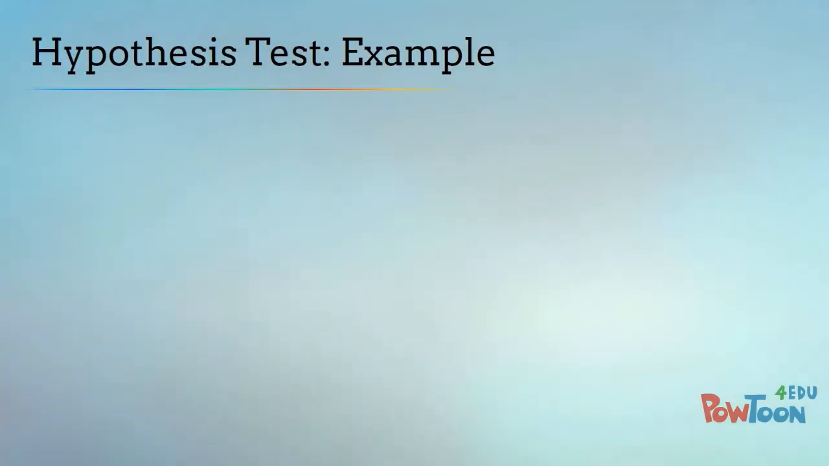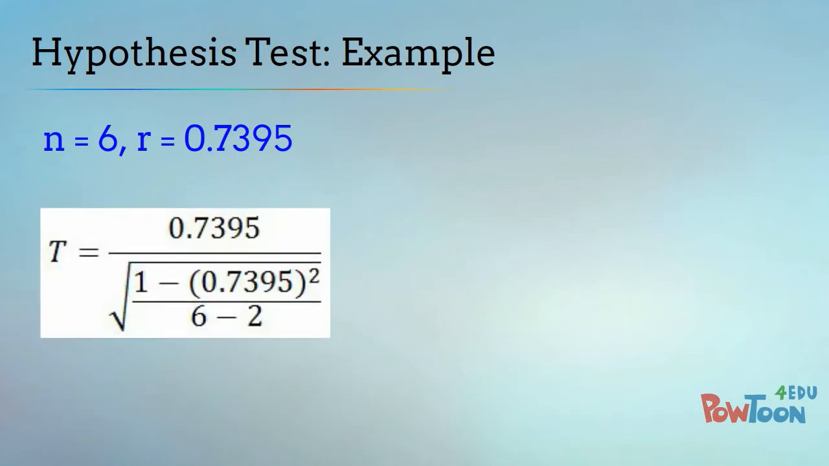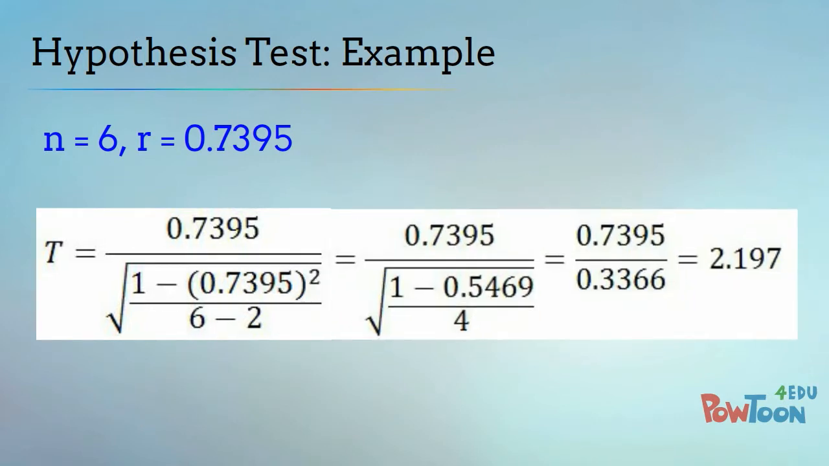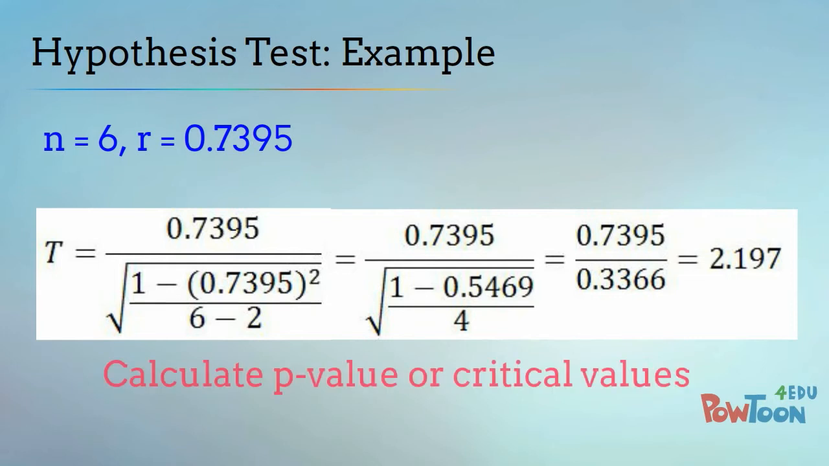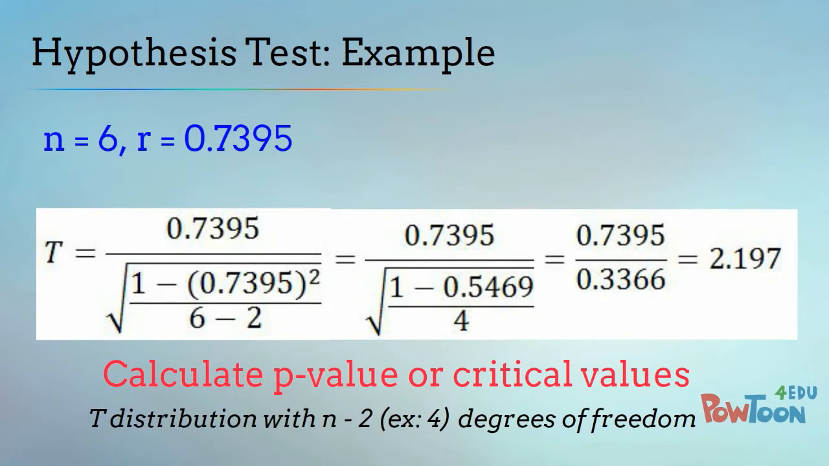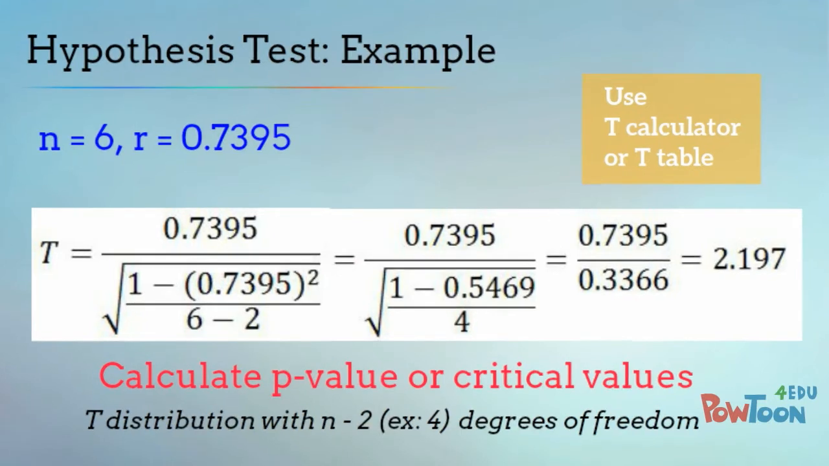In our example, where n equals 6, and R equals 0.7395, we find that T equals 0.7395 divided by the square root of 1 minus 0.7395 squared divided by 4. This comes out to be 0.7395 divided by 0.3366, which is about 2.197. To complete the hypothesis test, we can either calculate a p-value for this test statistic or a critical value using a t with n minus 2, here 4, degrees of freedom. We can use a t-calculator or a t-table to find these values.